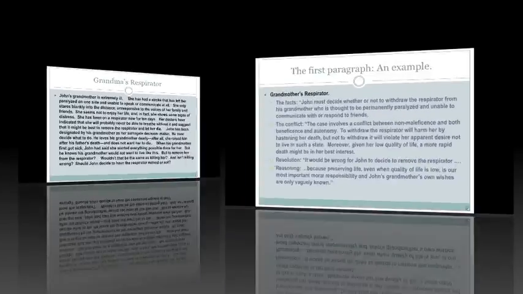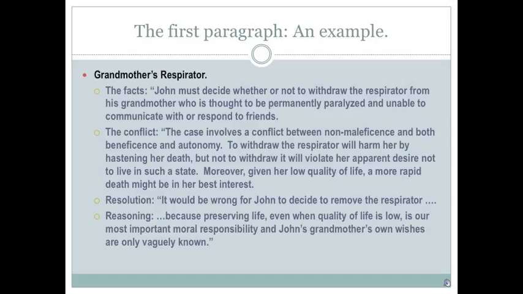Okay, here is what one possible first paragraph might look like with each of the four elements. First, the brief review of the facts. John must decide whether or not to withdraw the respirator from his grandmother, who's thought to be permanently paralyzed and unable to communicate with or respond to friends. The case involves a conflict between non-maleficence and both beneficence and autonomy. To withdraw the respirator will harm her by hastening her death, but not to withdraw it will violate her apparent desire not to live in such a state. Moreover, given her low quality of life, a more rapid death might be in her best interest.